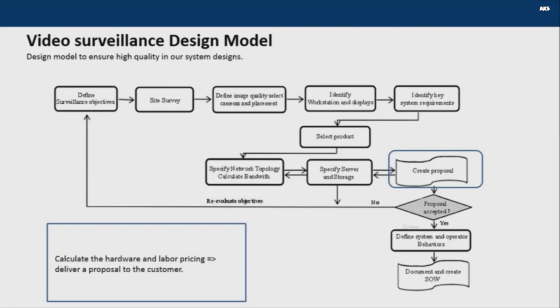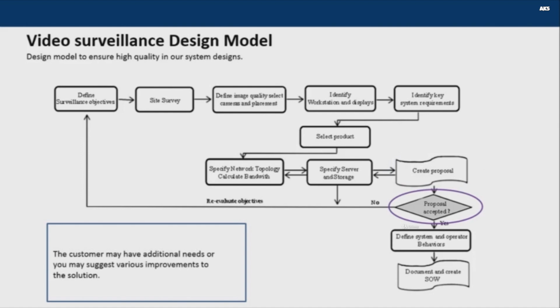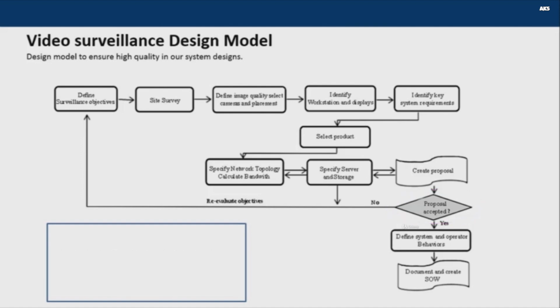For some brands, the policy is that you have to send a request for quote to the distributor for any project, and the price changes depending on the size of the project and the competition in the market. If the proposal is accepted and the project is won, the customer may have additional needs, or you may suggest various improvements to the solution. You need to reevaluate the design objectives and rectify the network and hardware specification to incorporate those changes before proceeding to outline the installation details.